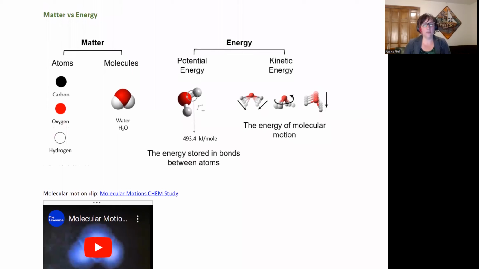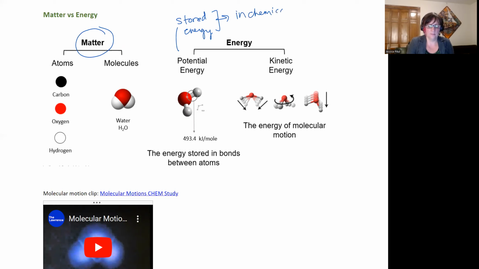So in chemistry, we're going to study atoms, we're going to study molecules. And in doing that, we're also going to need to take some time to talk about energy. So matter is basically just our atoms and molecules. But as we study its behavior, we're also going to need to consider potential and kinetic energy. So I want to define those really quick. Potential energy is really stored energy. And from a chemistry perspective, we think of this as the energy that is stored in chemical bonds.